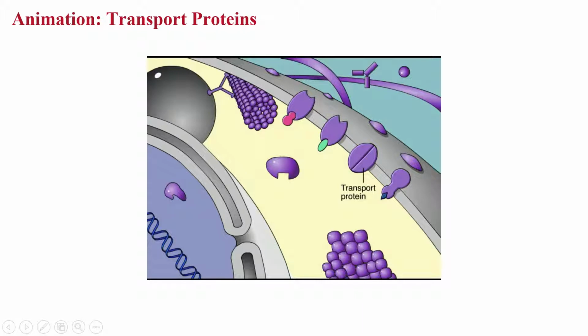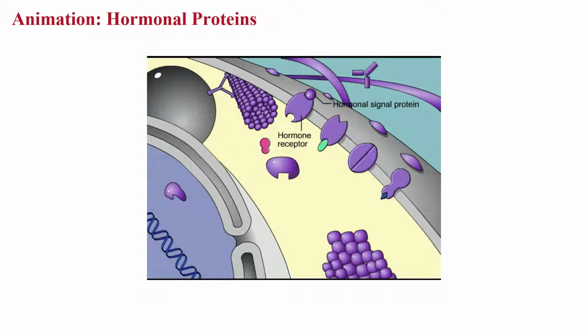Transport proteins carry molecules from place to place. The example shown here allows certain solute molecules to enter the cell. Signal proteins include hormonal proteins that help coordinate an organism's activities by acting as signals between cells. For example, insulin, a hormonal protein secreted by the pancreas, signals animal cells to take in and use sugar. The hormone receptor is also a protein.